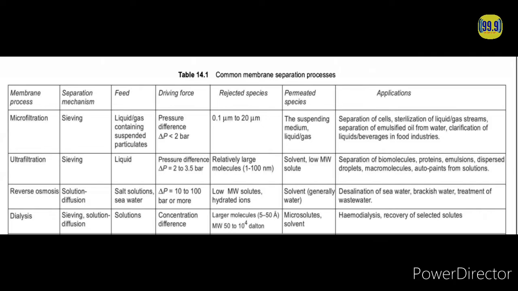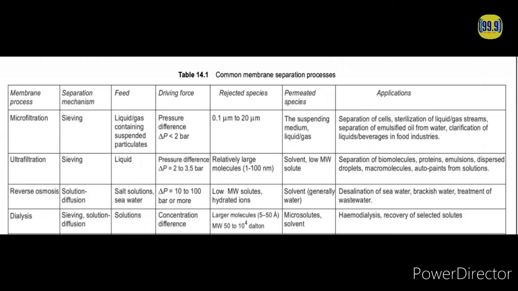Rejected species is 0.1 micrometer to 20 micrometer. Permeate species is the suspending medium, liquid and gas, and its application is separation of cells, sterilization of liquid and gas streams, separation of emulsified oil from water, and classification of liquid beverages in food industries.